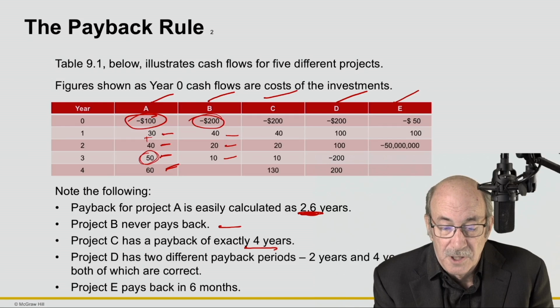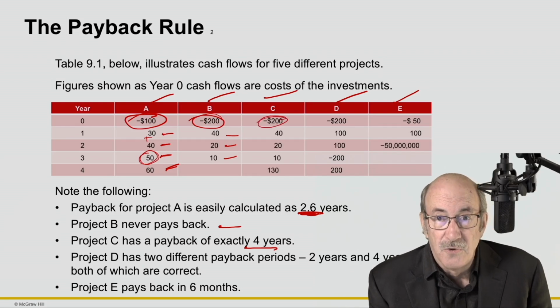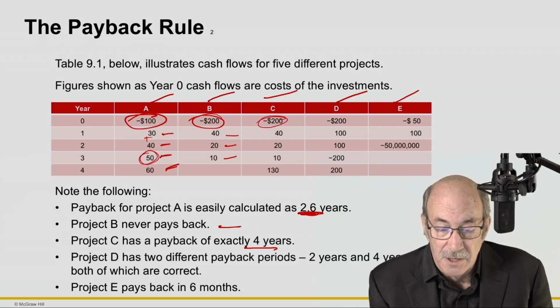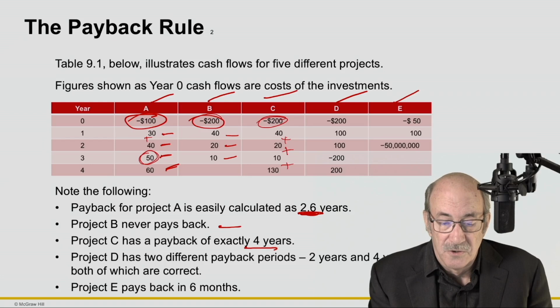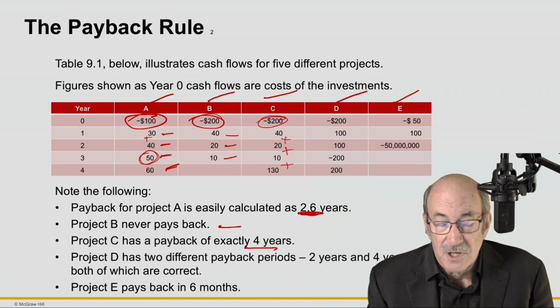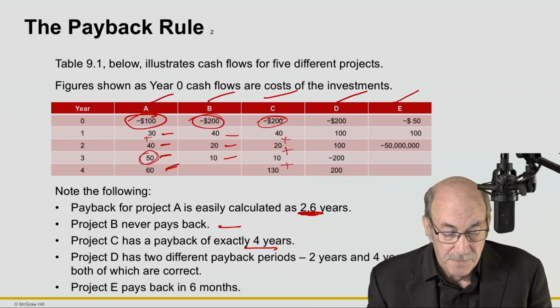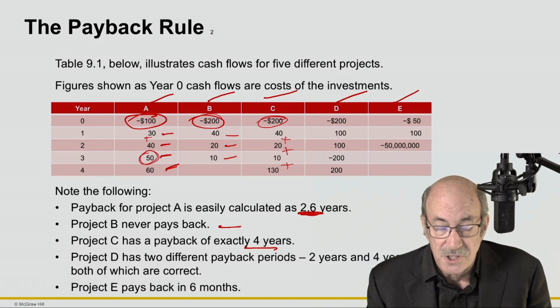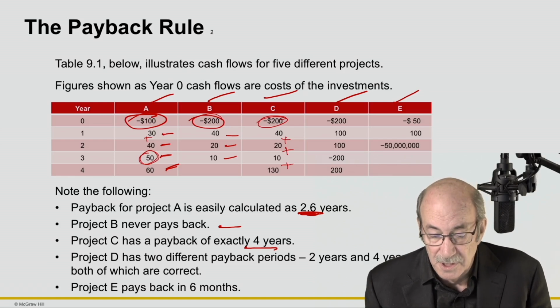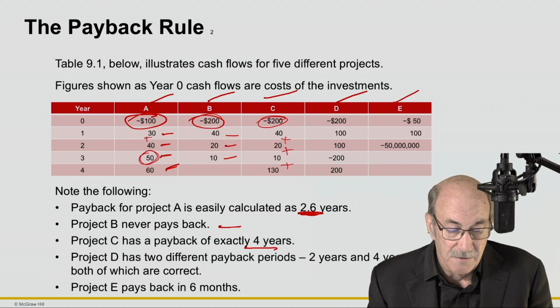Project C has a payback of exactly 4 years. And again, we can see that by taking the 200 here, and then we add up the inflows. 40 plus 20 is 60, plus 10 is 70, plus 130 is 200. So that's exactly a 4-year payback. Project D has 2 different payback periods. It has 2 years and 4 years.